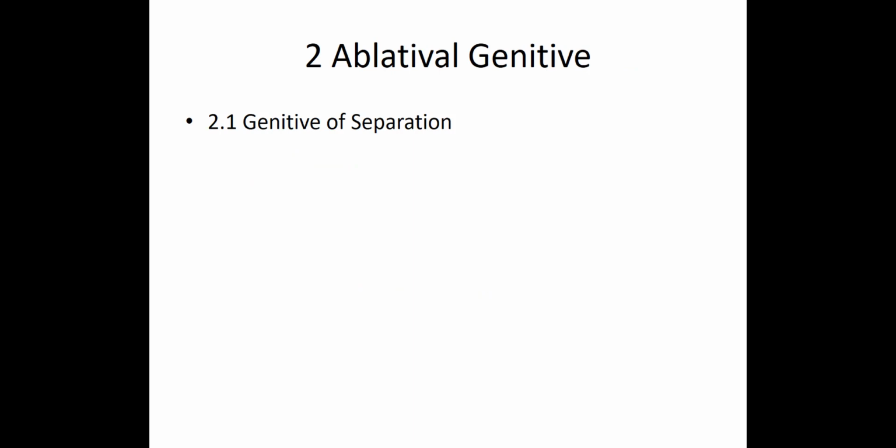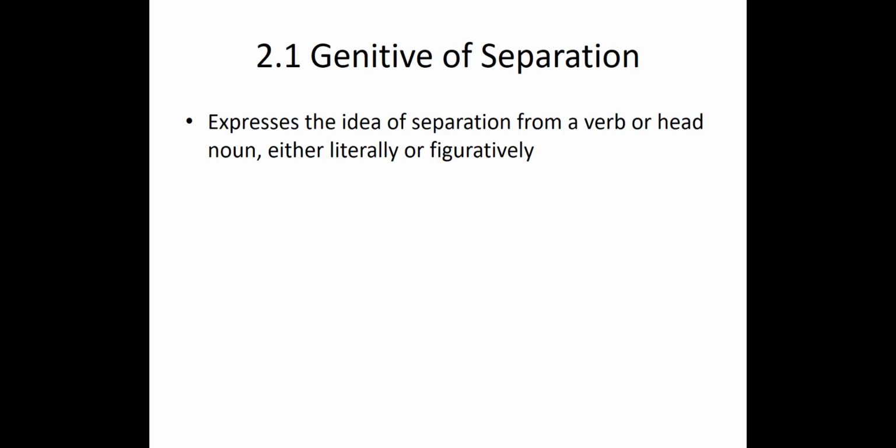All right, so let's look now at the ablatival genitives. Remember, this is a genitive with the idea of separation. So we'll look first at a genitive of separation, this core ablative idea, and then we'll also look at a genitive of comparison. And you're going to get some good help here because you're going to have a comparative adjective plus a genitive. So, this genitive of separation.